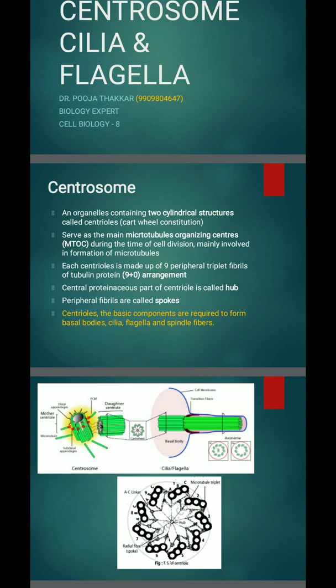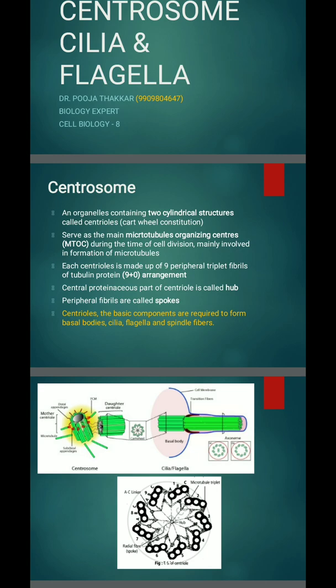These are organelles, or a particular kind of area in the cell, which contain two cylindrical structures called centrioles, which have a cartwheel constitution, and they are located perpendicular to each other. Each and every cell has one centrosome, that is two centrioles, and they serve as the main site for microtubule production. So this center is also called the microtubule organizing center, that is MTOC, specifically at the time of the cell division process where microtubule formation is needed.